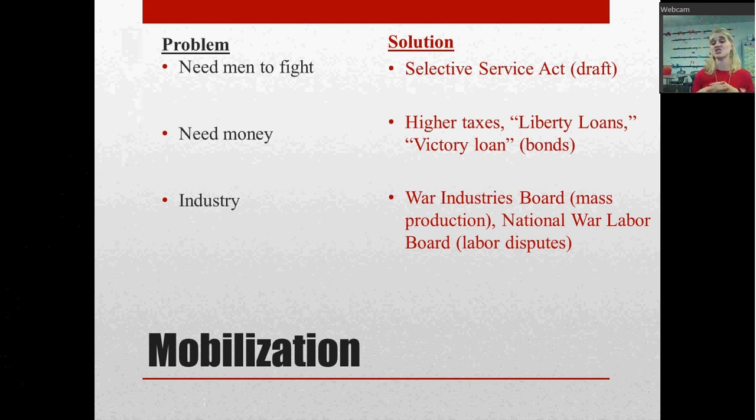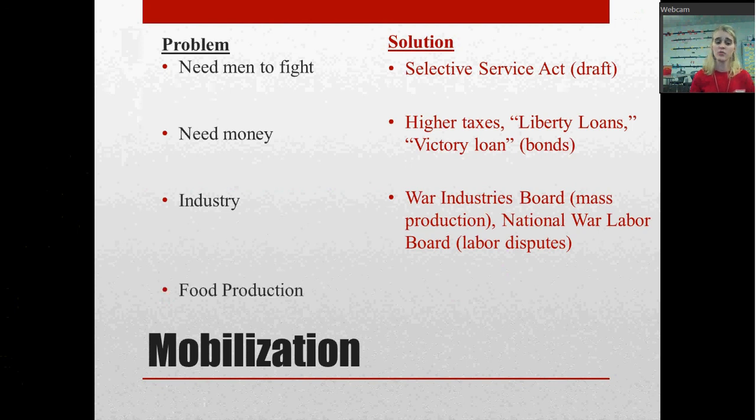They also have the National Labor Board. The National Labor Board was meant to settle labor disputes. Basically, they didn't want you going on strike, right? If you went on strike, it was going to slow down industry. So the National War Labor Board is ordered to prevent labor unions from being able to strike and to settle those disputes as quickly as possible.